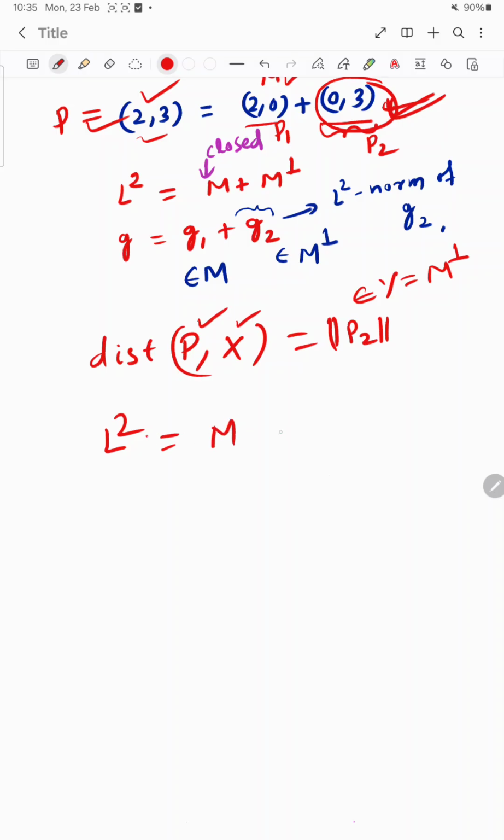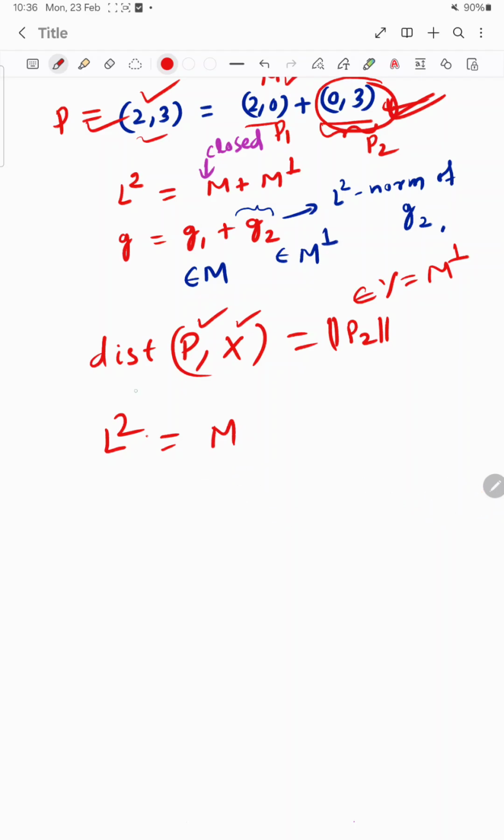In our question, I have already told about that in our previous part. What is M? M contains all the functions in this set. F belongs to the L2 space, L2 of minus 1 to 1, such that the integration from minus 1 to 1 of f(x) dx is equal to 0. This set is given, and in our approach we will do what?